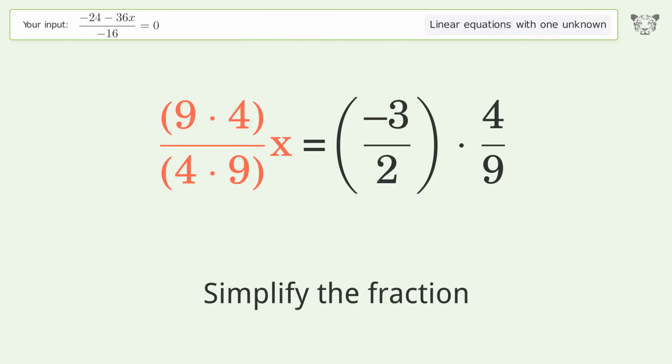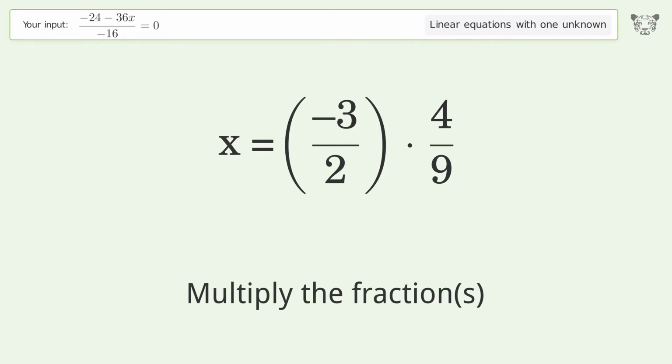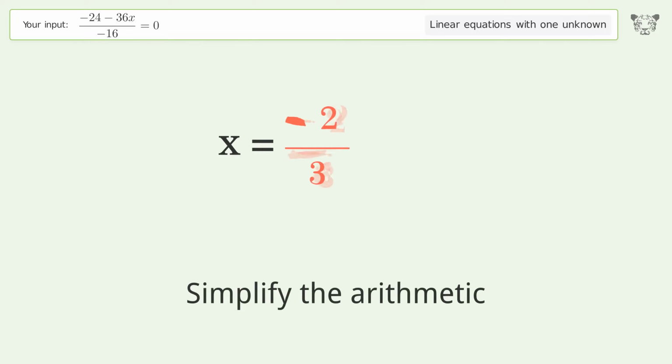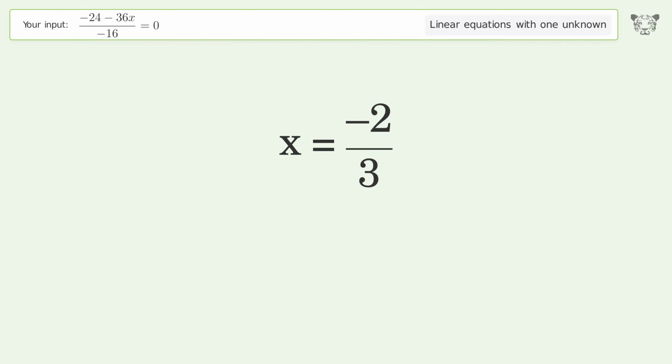Simplify the fraction. Multiply the fractions. Simplify the arithmetic. And so the final result is x equals -2/3.